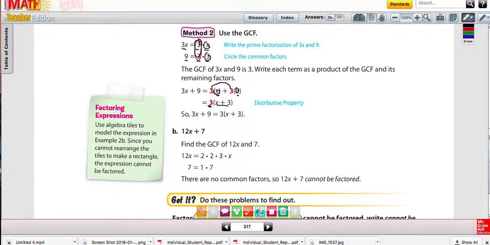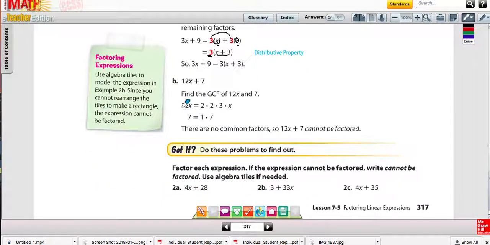Let's take a look at 12x plus 7. So if you look at 12x and 7, 12x can be written as 2 times 2 times 3 times x, and 7 can be written as 1 times 7. Do you see anything in common there? No, there's no common factors, so 12x plus 7 cannot be factored, okay?